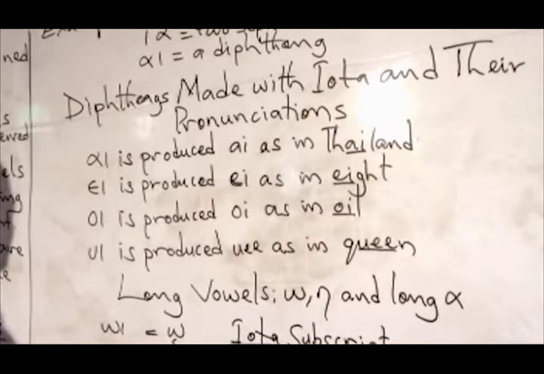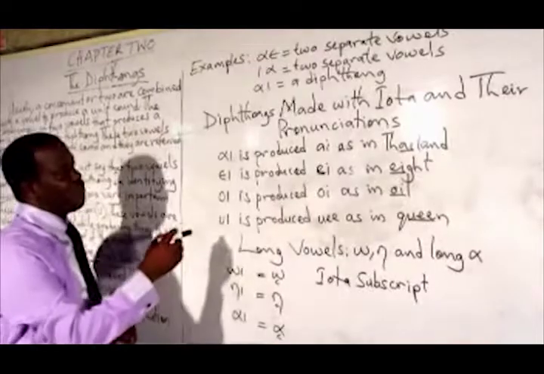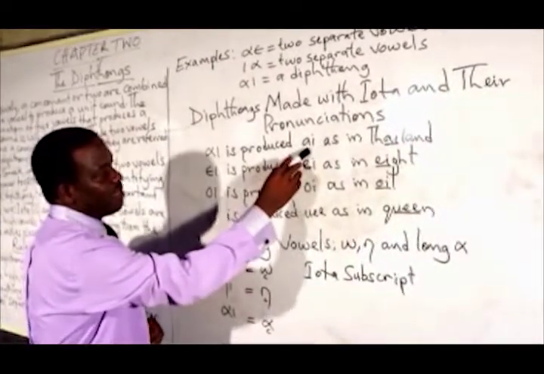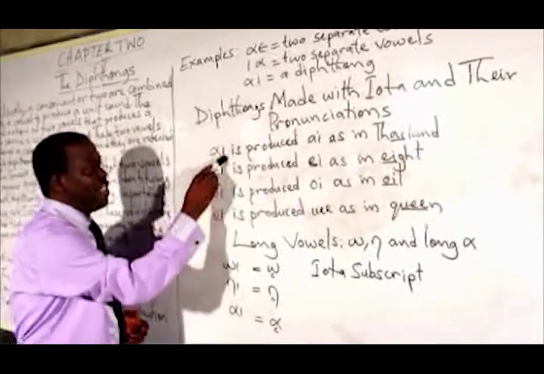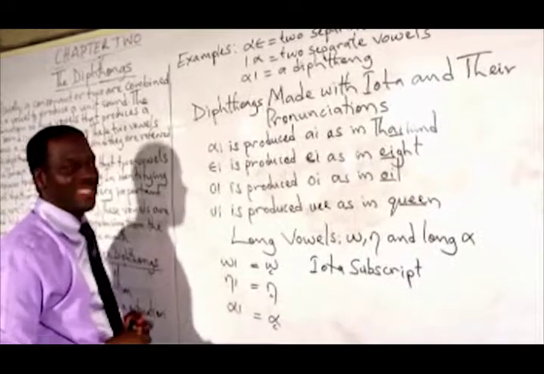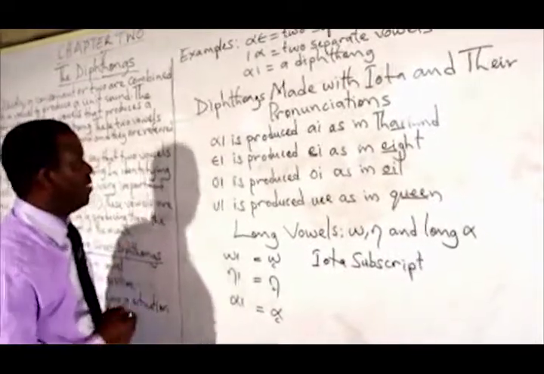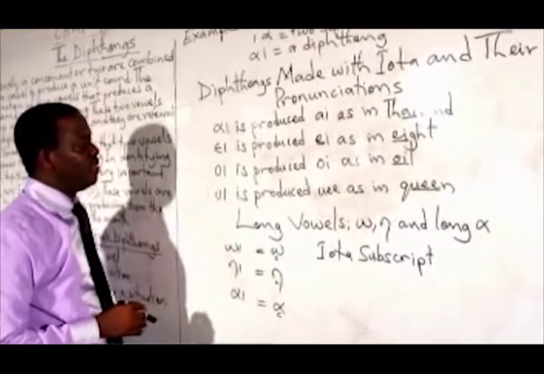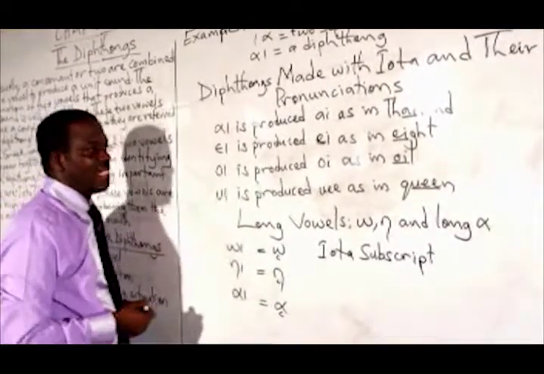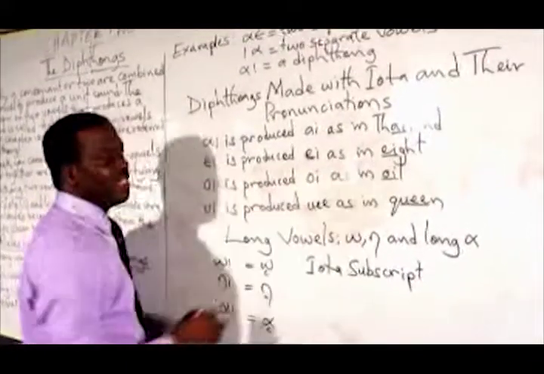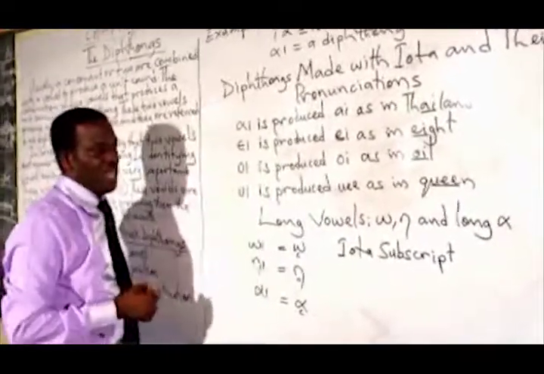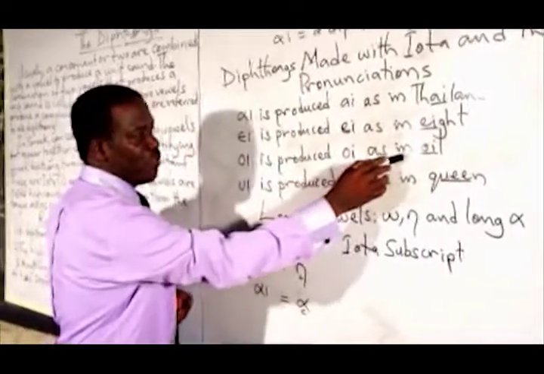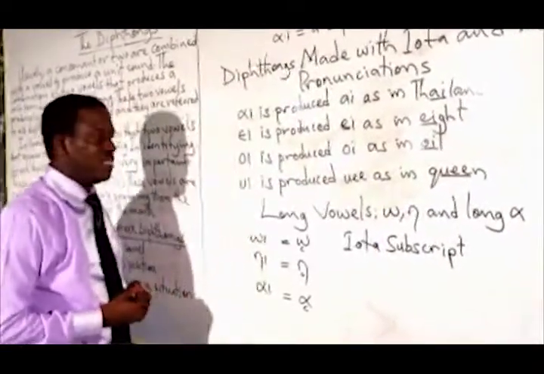Under this, we have the first one, which is alpha and iota coming together, and this is produced as I, as we produce the I in Thailand. Alpha and iota as a diphthong sounds as I, a unique sound. Then the second one is epsilon iota, and it sounds as A, as we pronounce the A in AIDS. The third one is omicron iota, and it's produced as oil, as we produce the OI in oil.